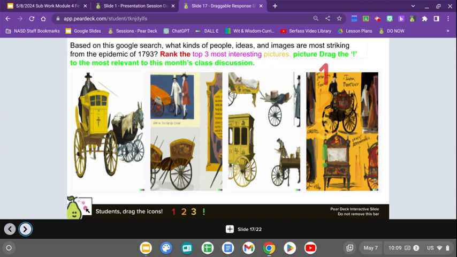Excellent work. Slide 17. Based on this Google search, what kinds of people, ideas, and images are most striking for the epidemic of 1793? Rank the top three most interesting pictures and drag the exclamation point to the most relevant to this month's class discussion. Please take the time to move your 1, 2, 3, and exclamation point now.